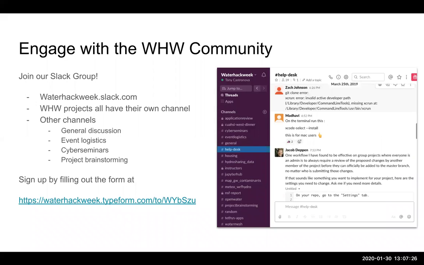Before we get started, I wanted to mention that we have a Waterhackweek Slack group. This Slack group is the perfect place to start a discussion with the organizers and even past and future participants in Waterhackweek around some of the things you hear in these Cyberseminars, or even project ideas. Channels you may be interested in are the general discussion, event logistics, anything about cyber seminars, and project brainstorming. It's never too early to start thinking about project ideas.